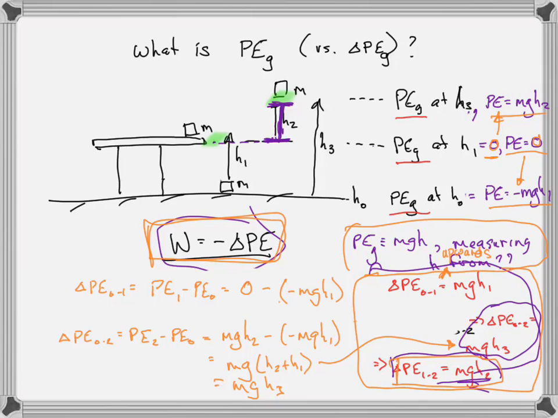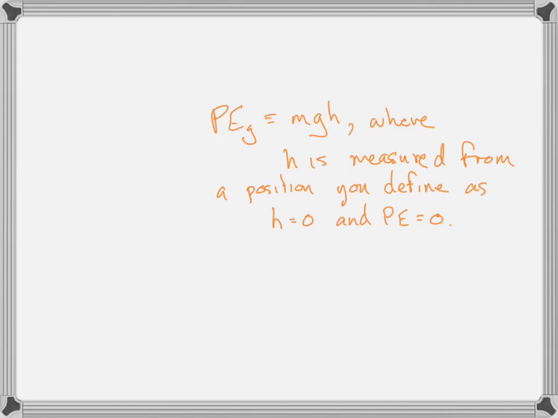So here's the point. Potential energy due to gravity is going to be defined as mgh, where h is measured from a position you define as h equals 0. And at that point, the potential energy equals 0. So you might measure the potential energy from the ground and say the potential energy on the ground is 0. So as I lift it up from the ground, I now give it additional potential energy of mgh. Or you might measure the potential energy from the table. Say that on the table, the potential energy is 0. And I'm going to lift it up and give it potential energy mgh, where h is measured from the table.